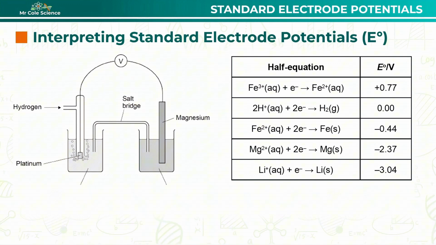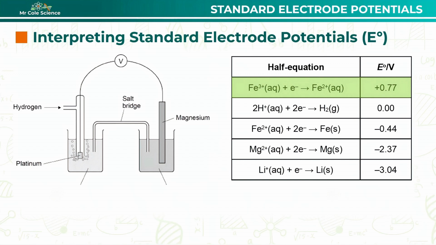If the value of a standard electrode potential is a negative value for any particular substance, it means that that half cell is more easily oxidized than hydrogen. And if the standard electrode potential for a substance is a positive value, it means that the substance is less easily oxidized than hydrogen.